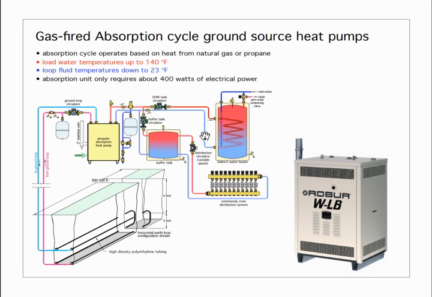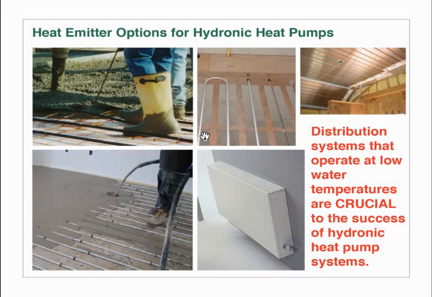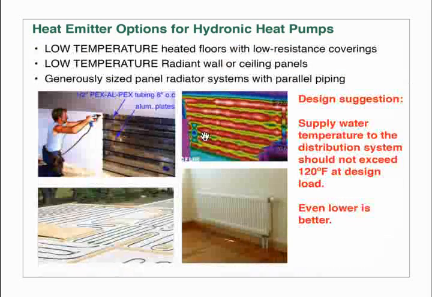Now we're coming down the home stretch here. I just want to very quickly give you some heat emitter options. The key with successful hydronic heat pump applications is keeping that water temperature in that distribution system down. Okay? We've got to have low water temperatures. So how do you do that? Well, radiant panels, radiant floors with low resistance covering, radiant walls, radiant ceilings, these can all operate. My suggestion is to keep your design water temperature that's supplied to the distribution system at no higher than 120 degrees Fahrenheit.